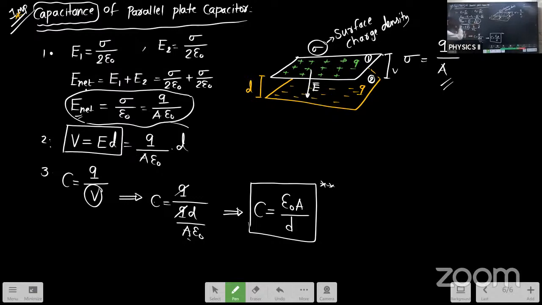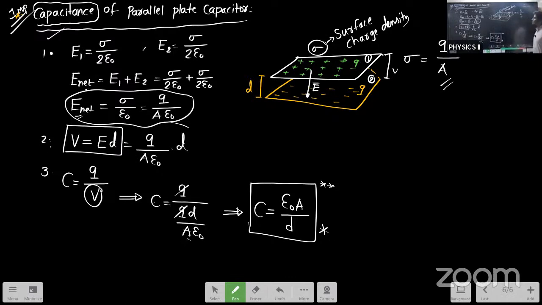So finally, what we are supposed to determine? We are supposed to obtain the expression for capacitance. So what is the formula for capacitance? C is equal to Q divided by V. What I did, I have substituted the value of V here. Finally, I am getting an equation which is the expression for what? Capacitance of a parallel plate capacitor. I hope you understood this.